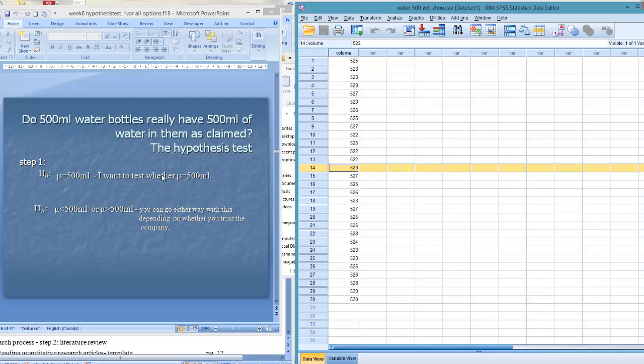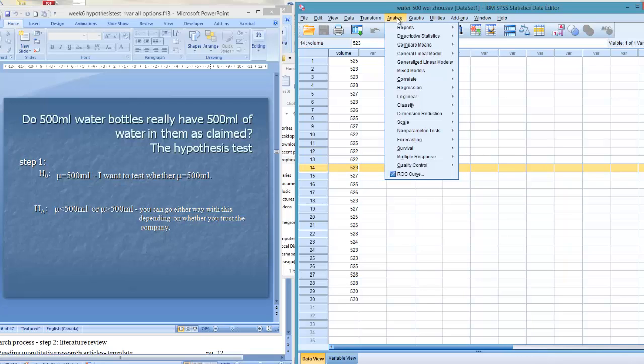That's what I want to test. That's my test statistic. And then I have an alternate hypothesis, either it's less than or greater than 500 milliliters. So in order to run this, I need to have the data. These are my sample of 30 water bottles that were collected by Weizhou.